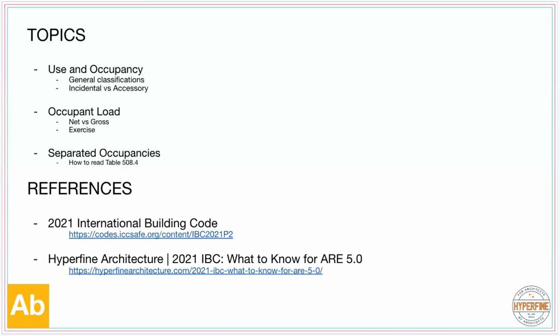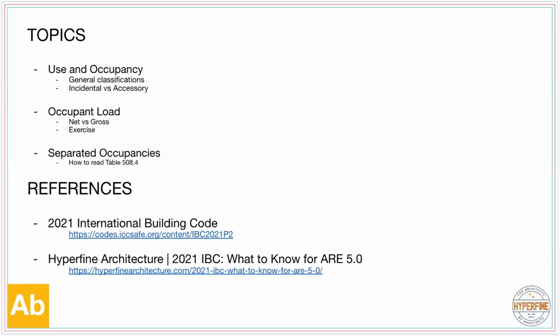And then I have a post on my site, which the link is here, which is things to know about the IBC for the ARE 5.0. It's maybe 10 to 12 topics with a real brief description of the general things you should know about those. And that should be maybe a springboard for you guys to learn those topics a little bit more in depth.